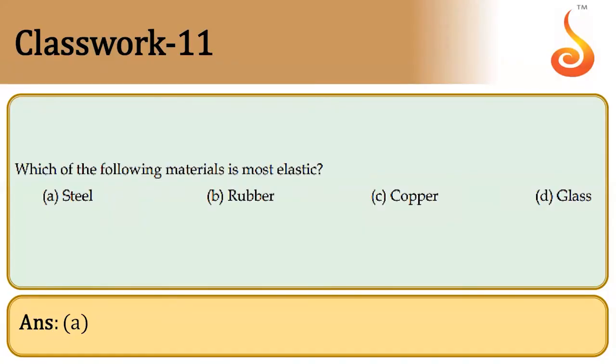Which of the following is more elastic? Steel, because the material whose Young's modulus is more will be more elastic. Among the given materials, steel will generally have more Young's modulus. So remember that the more the Young's modulus, the more elastic the material, meaning the more rigid it will be. Okay, done. Next.